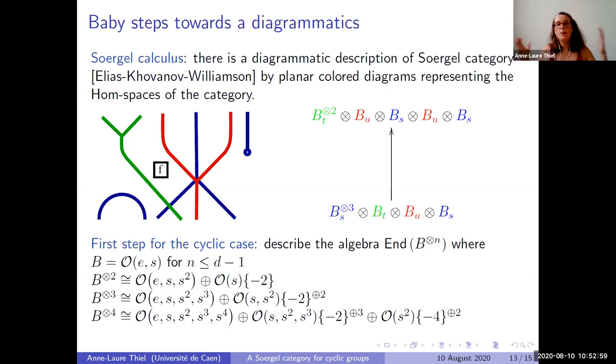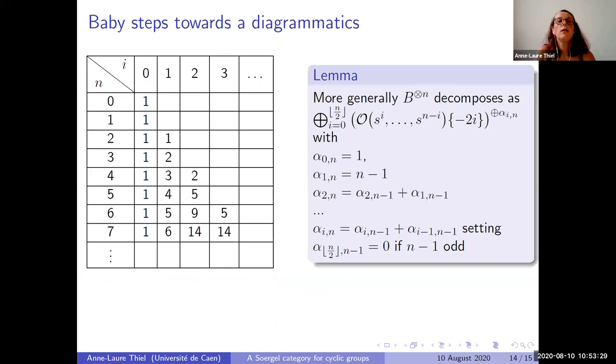If I go to the power four, I always get the biggest one. I order them by size of support. So O of ES square, three S four. Then the guy where I truncate the support on the left and on the right, I have three copies of this one. And once again I truncate the support on the left and on the right, and I'm left with O of S2. I added minus two to the shift, and I have two copies of this guy. So let's put that in a little table. It looks like that. So here we've done it until four. I added the multiplicities for n equals 5, 6, and 7. So these numbers appearing in the table are the multiplicities of the different summands appearing in the decomposition of B to the tensor n.